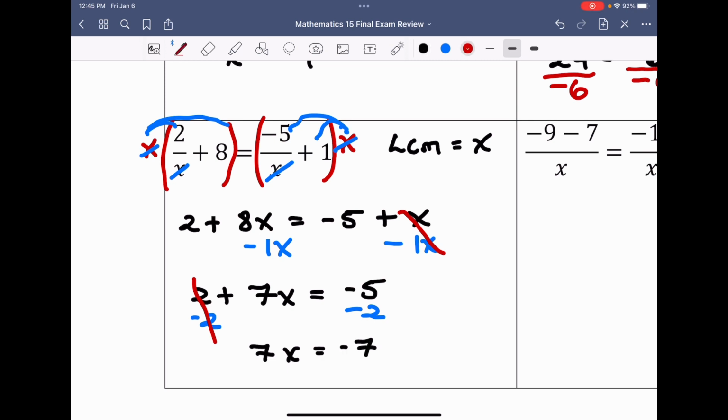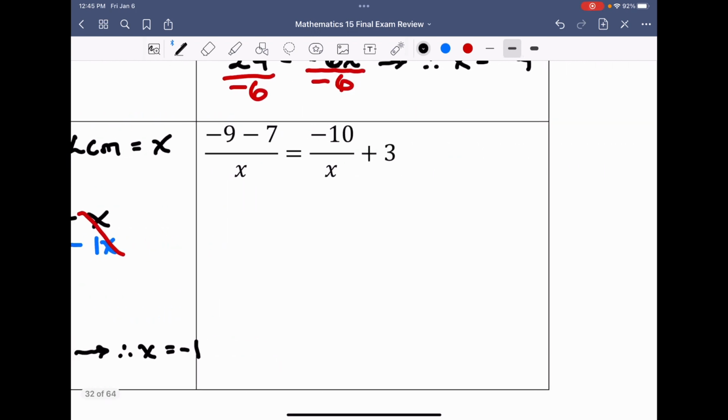And lastly, I have to divide by whatever the coefficient on my variable is. In this case, it's 7. And therefore, what is my x value? X is equal to negative 7 over 7, which is negative 1. Because a negative divided by a positive gives us a negative. Similarly, when you multiply a negative by a positive, it gives you a negative as well.